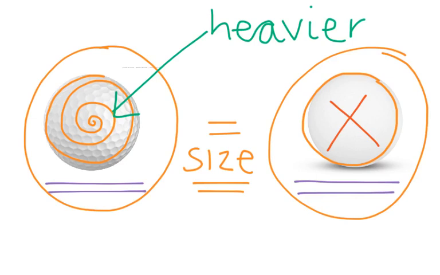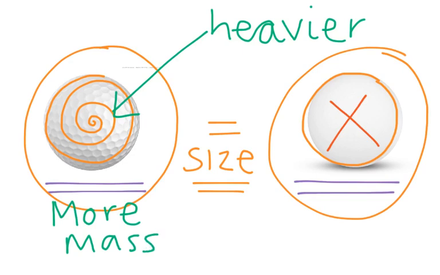So this time you need to think, well, it's not the size. The size doesn't make a difference. It's the matter that the object has. So here we can say the golf ball has more mass than the ping pong ball.